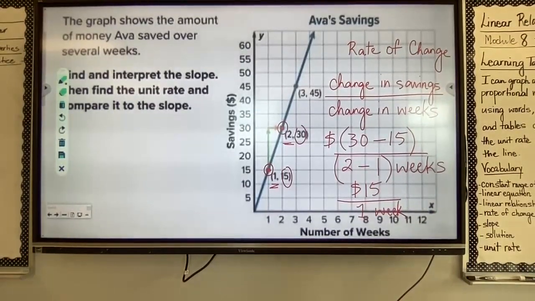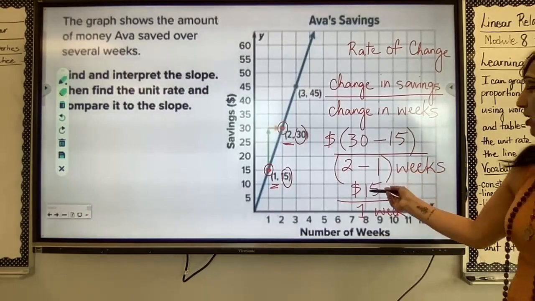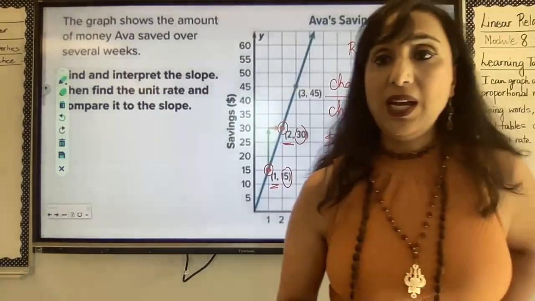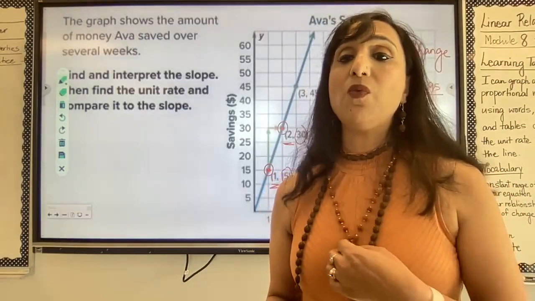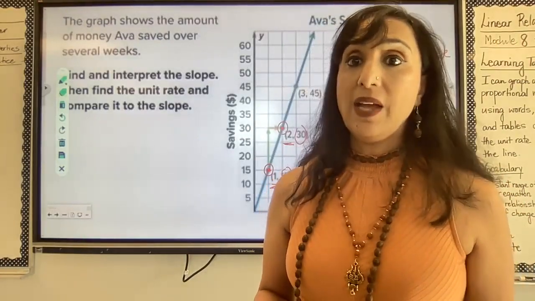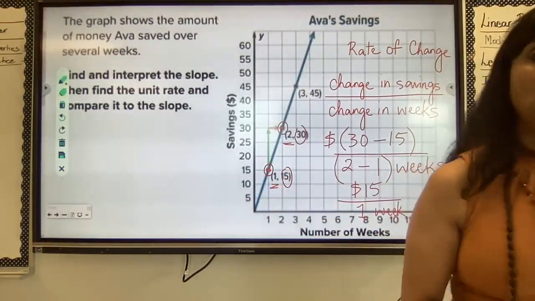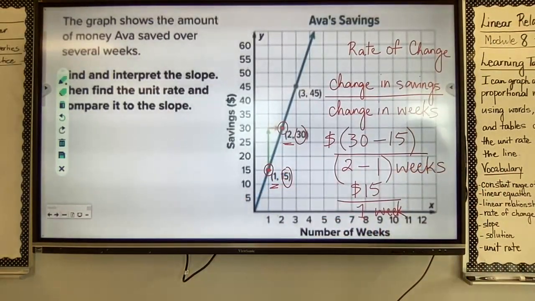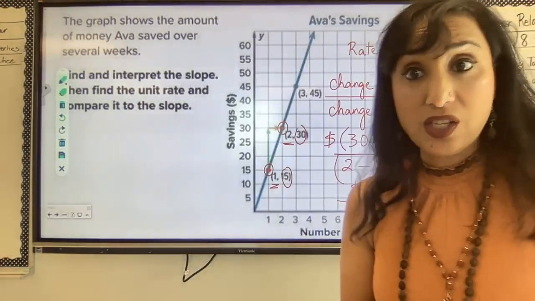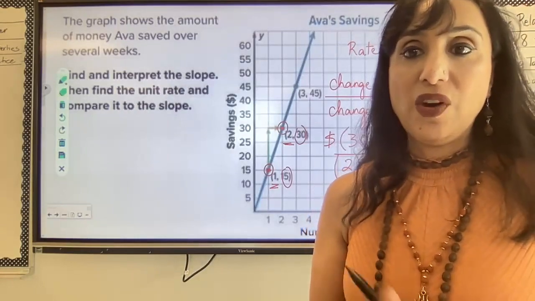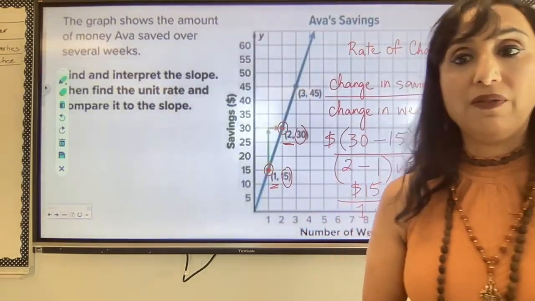Now, to find the unit rate, what is the unit rate? It is the same thing, because my denominator is going to be 1, so that means over 1, and that would be the unit rate. And so I'm getting $15 in 1 week over here. And so what is the unit rate? Ava saves $15 every week. So the unit rate is $15 per week, which is also what? Which is also the slope of the line. So unit rate is the same as the slope of the line.